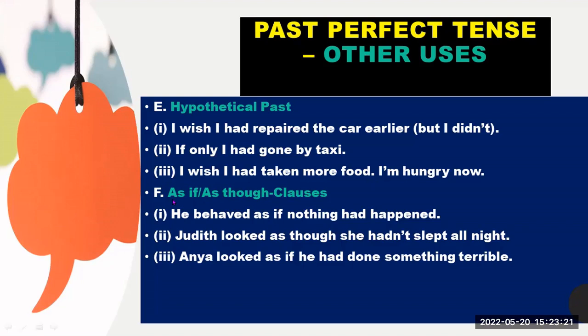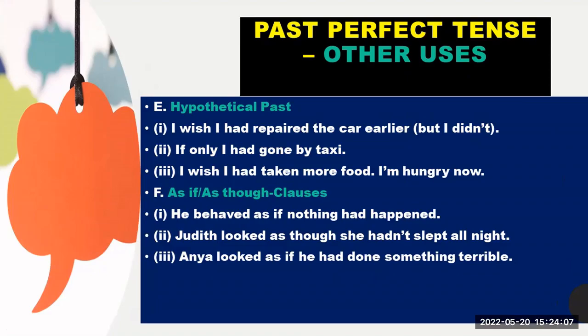All right. Okay, so another use of the past perfect tense is in as if or as though clauses. For example, he behaved as if nothing had happened. Had happened is the past perfect tense here. Judith looked as though she hadn't slept all night. Another example, Anya looked as if he had done something terrible.